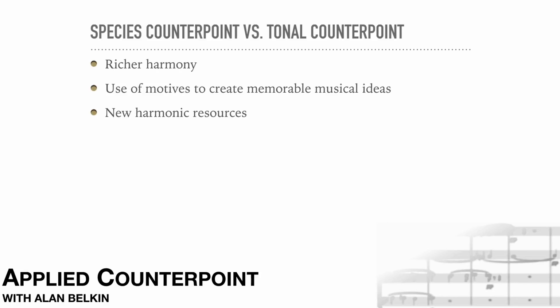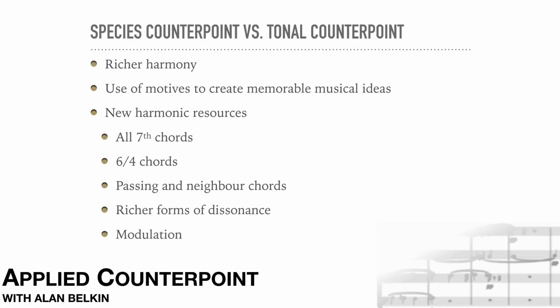By now, the student should have attained a certain ease in combining lines in 2, 3, and 4 parts. However, the harmony, in part because of the simple diatonic canti, has always remained quite simple. Now we'll enlarge our harmonic vocabulary with all the resources of tonal harmony, fluent use of all the seventh chords and their inversions, 6/4 chords, passing and neighboring chords, richer forms of dissonance, and modulation. We'll explore these changes by looking at a few examples in detail.